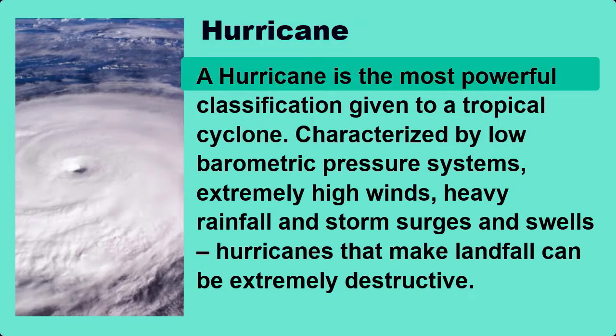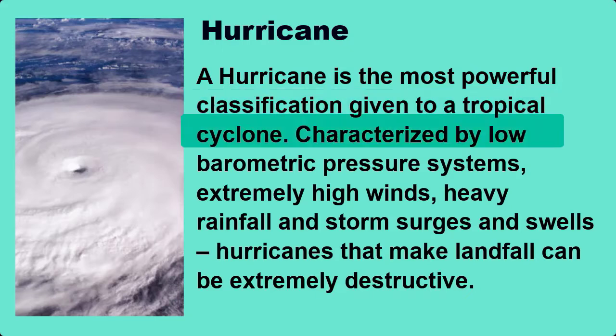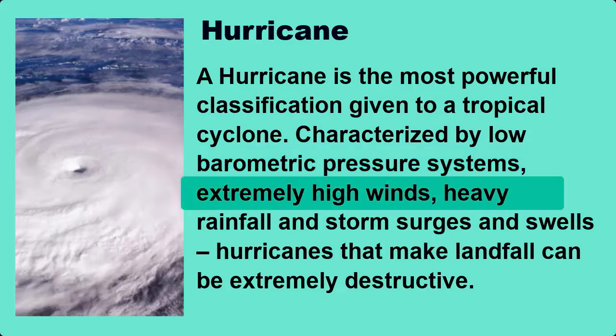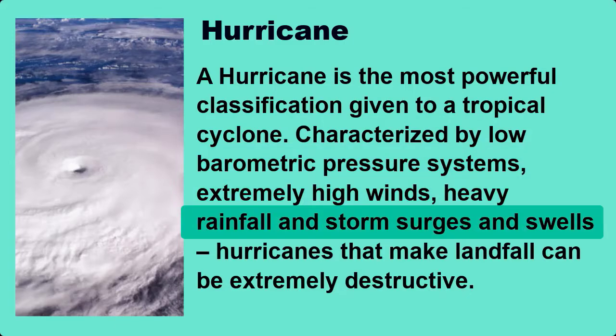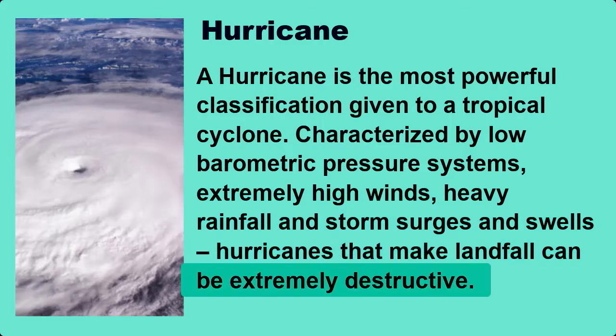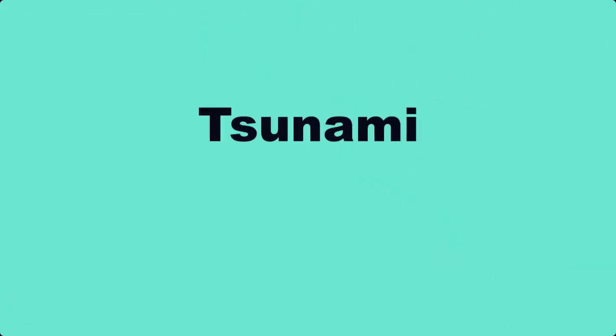Hurricanes. A hurricane is the most powerful classification given to a tropical cyclone. Characterized by low barometric pressure systems, extremely high winds, heavy rainfall and storm surges and swells, hurricanes that make landfall can be extremely destructive. Tsunami.